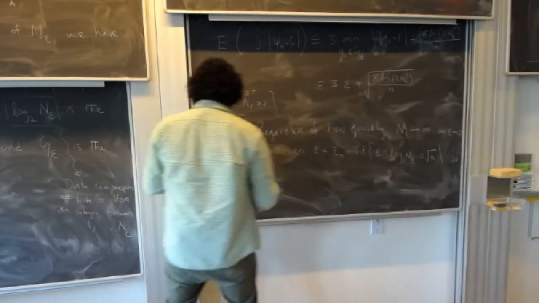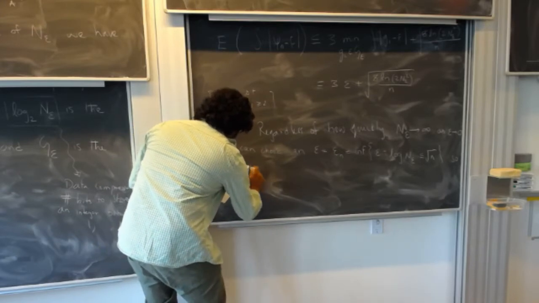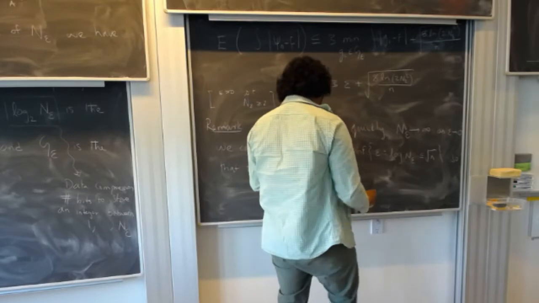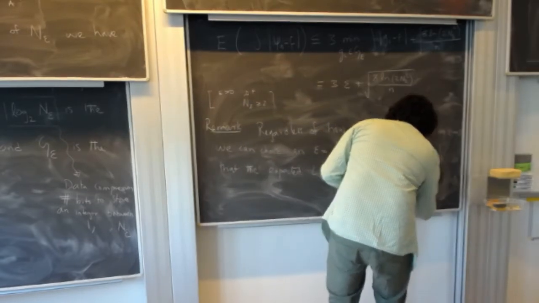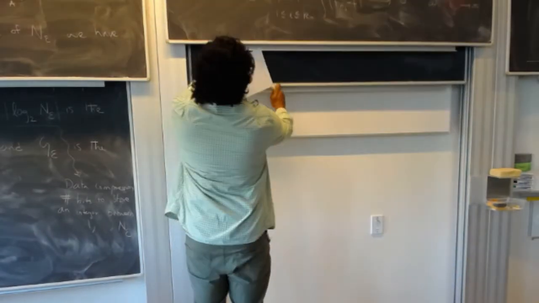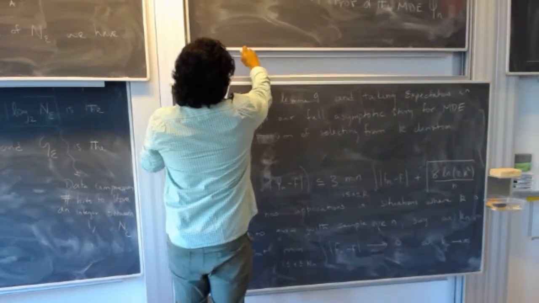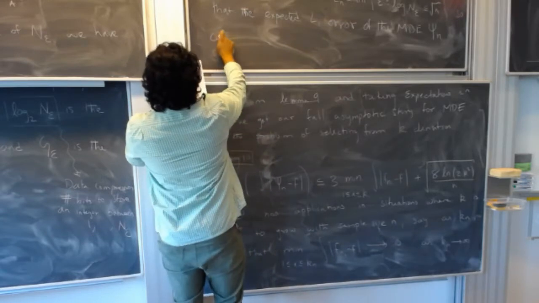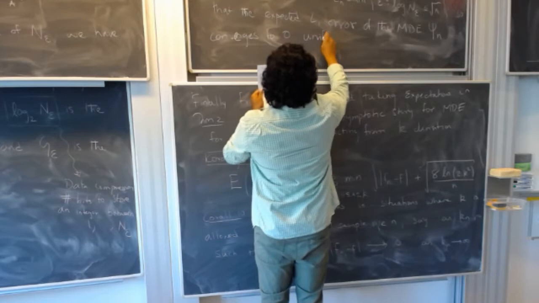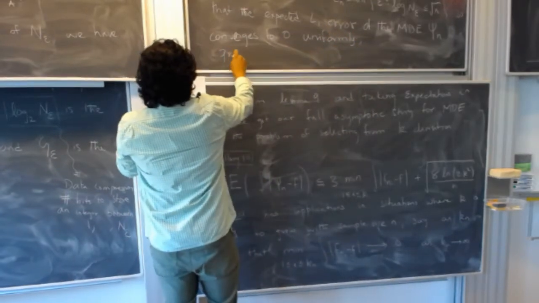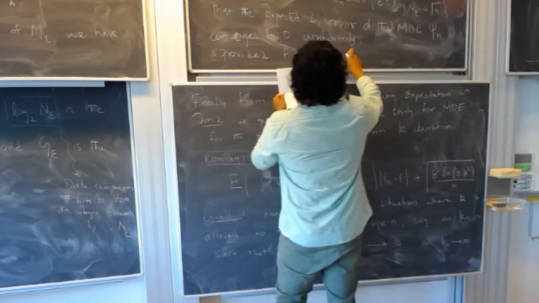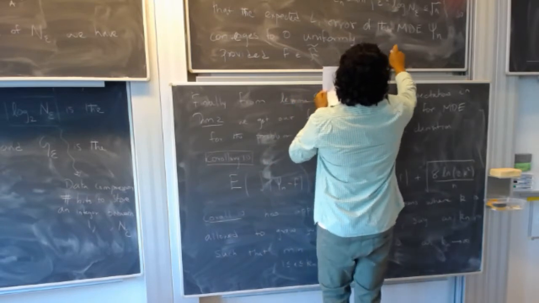So by doing this, the expected L1 error of even the psi n converges to 0 uniformly, provided F is in F tilde and F tilde is totally bounded.